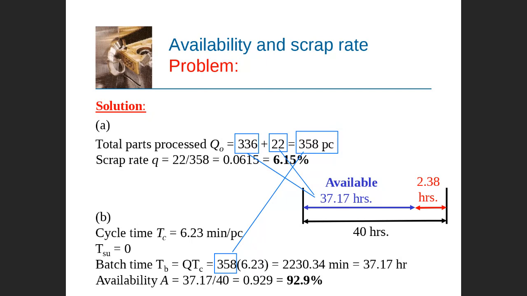But when you come to the scrap rate, these 22 will not be considered, because they are defective. Actually, the machine produced 358 pieces, and we don't know which are defective. Later, when we check, we find 22 not okay, so we do not consider them. Clear? Any question, guys?